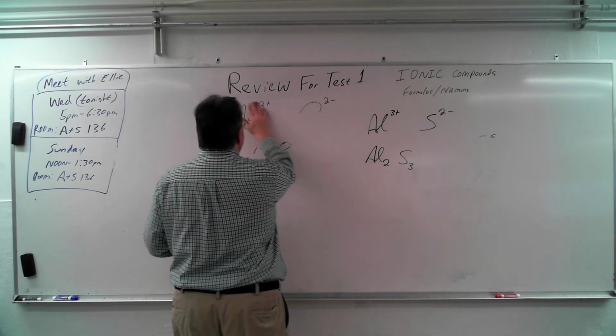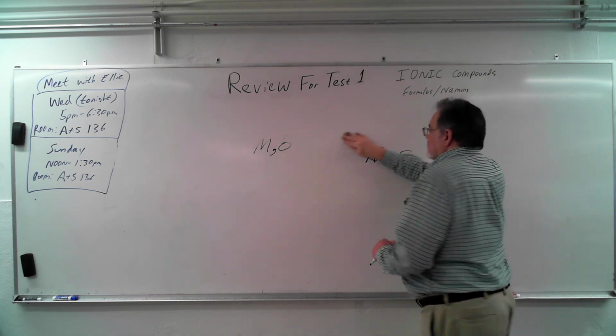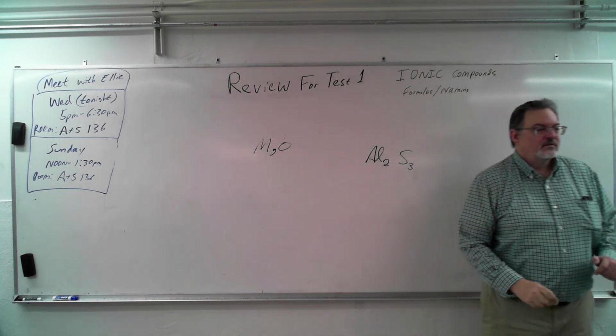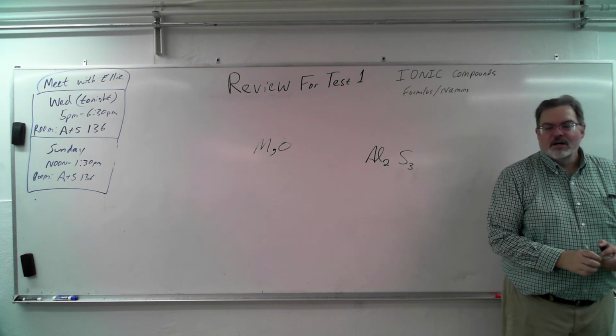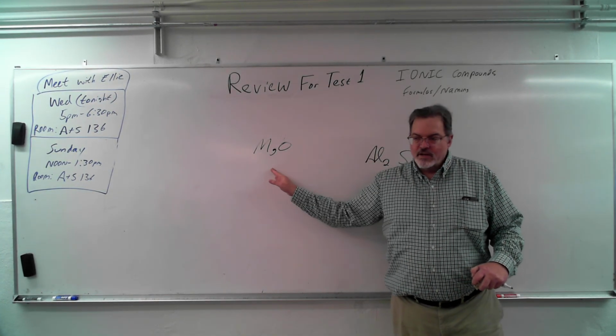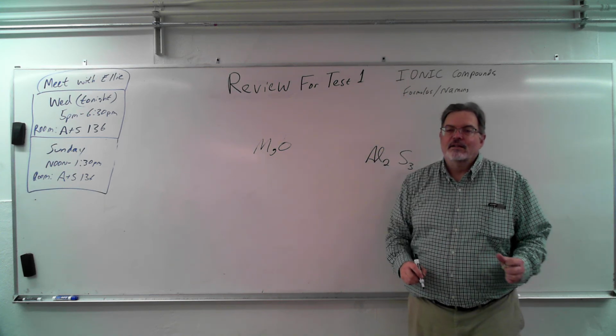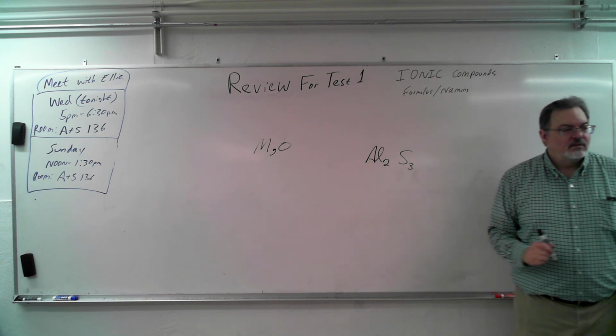Okay. How about this? What's the name of this? Magnesium oxide. We've got magnesium, you've got oxygen. The metal, you just leave the name normal. The non-metal is the one you do as an ion. How about this? Aluminum sulfide.